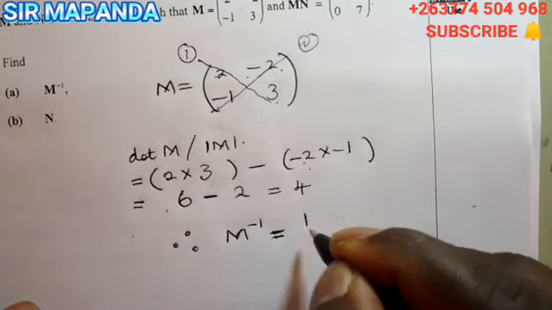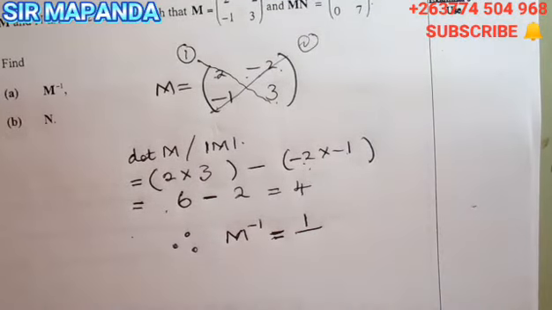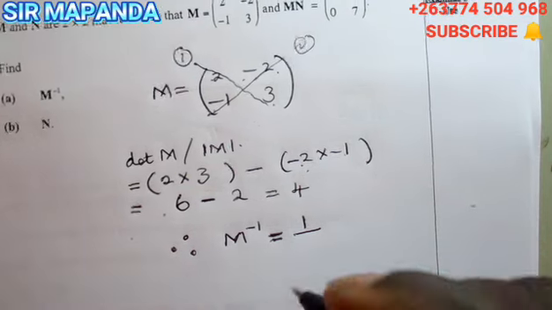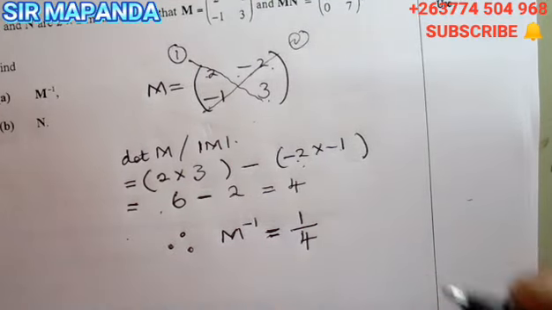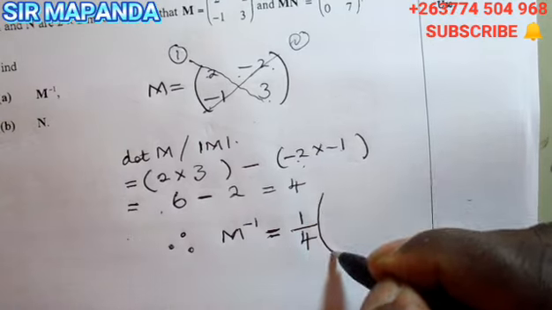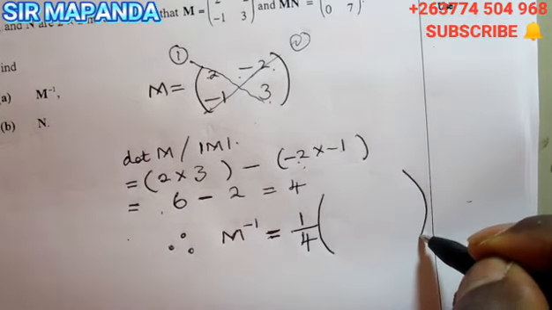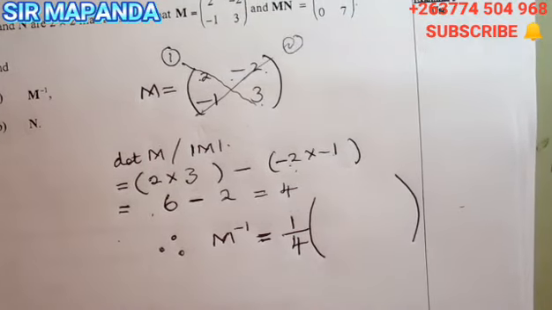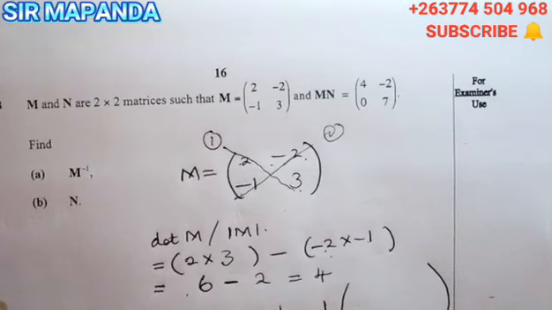You start by writing 1 over, because whenever you see the word inverse, inverse means 1 over something. So you write 1 over the determinant that you have found in the first part of the working. Then you put open bracket and close bracket. The terms inside the bracket are going to be found by this skill.